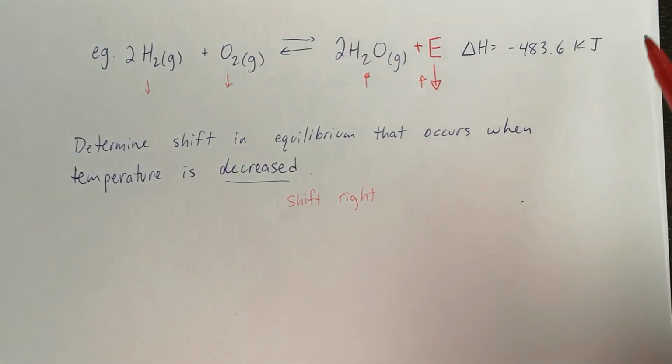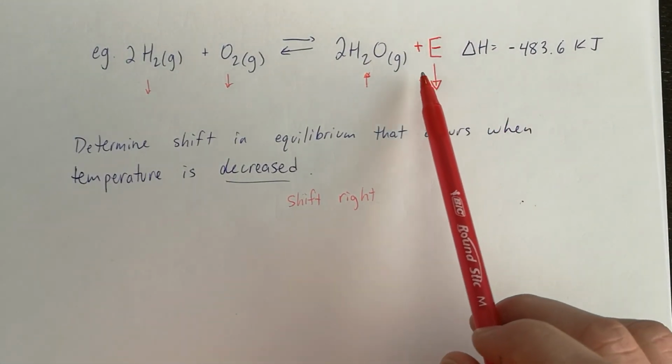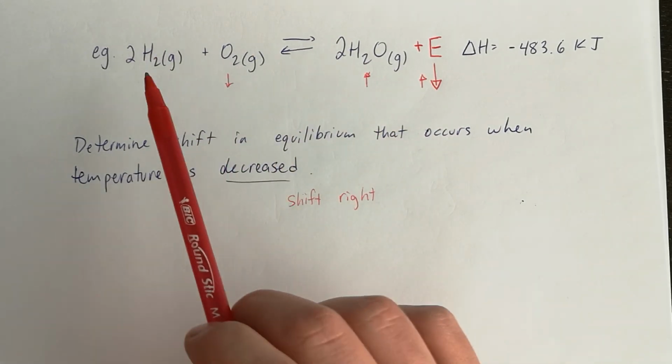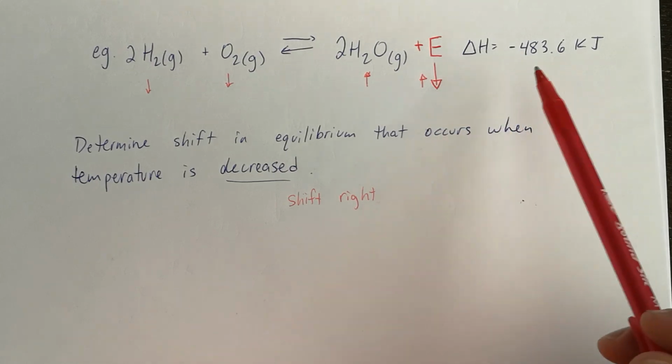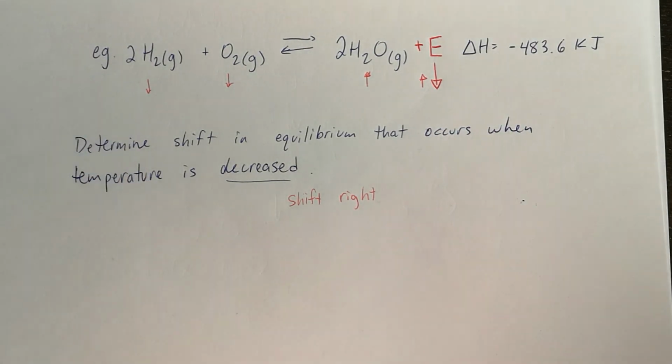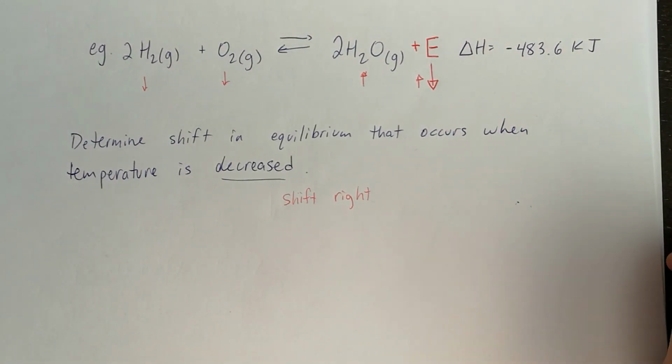So with temperature, my recommendation is to add an energy term to whatever side is appropriate. Add it to the right because this was exothermic. If it was endothermic, we'd add it to the left. And then you just treat it like any reactant or product.